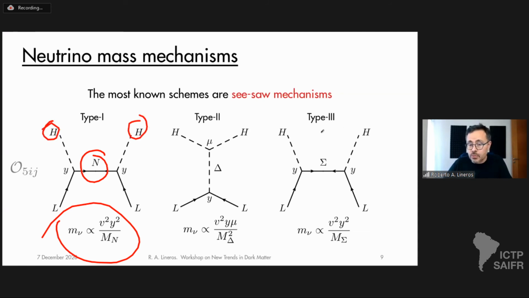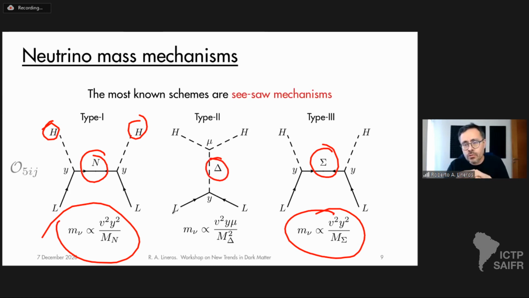The type 3 scenario is very similar to type 1, just that you add a fermion SU(2) triplet that doesn't have hypercharge, and you generate exactly the same structure as the type 1 seesaw. The only one that is different among these minimal type 1 to 3 seesaw scenarios is the type 2 case: you don't need to add extra fermions, you just need to add an SU(2) triplet scalar that interacts with the Higgs and can generate Majorana neutrino masses for the fermions. So you don't have to add extra fermions, just an extra scalar.